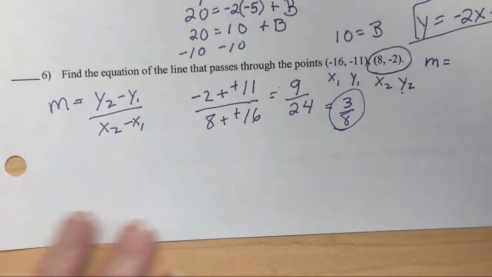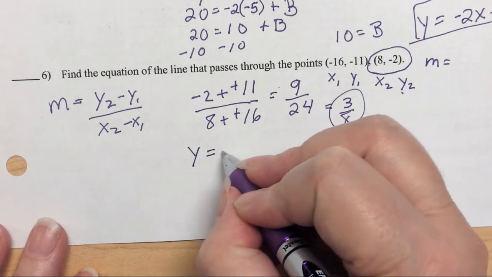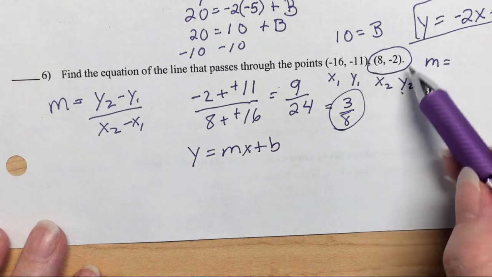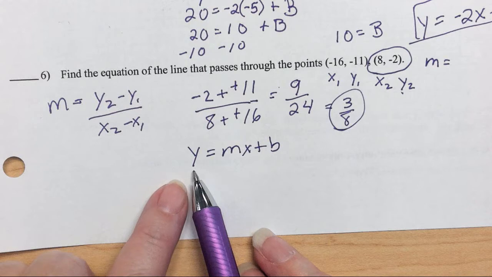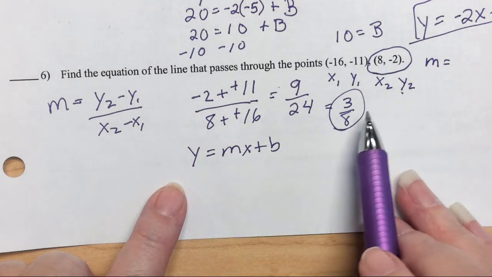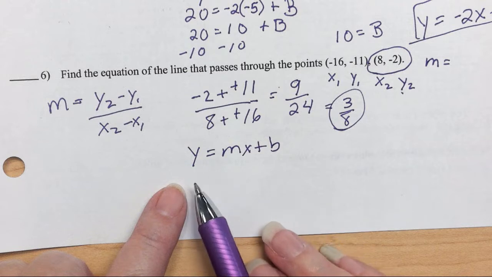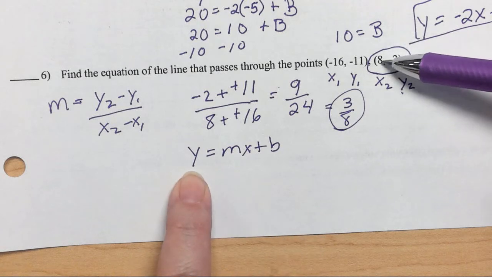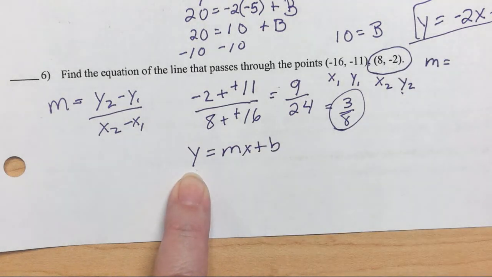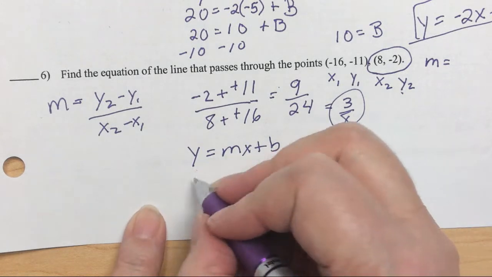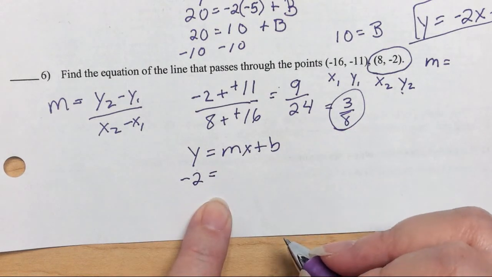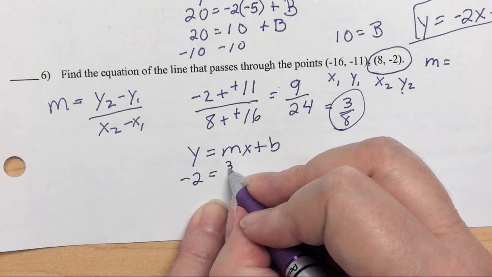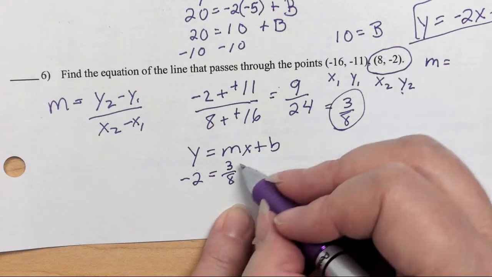Then you have to put it into the equation y equals mx plus b. So from this, Hayden, which one is my y? So what is y? 8 and -2. So which one is my y of the 8 and -2? Which one is it? 8 or -2 is your y value. -2. Then your m is 3/8. And your x would be that 8.